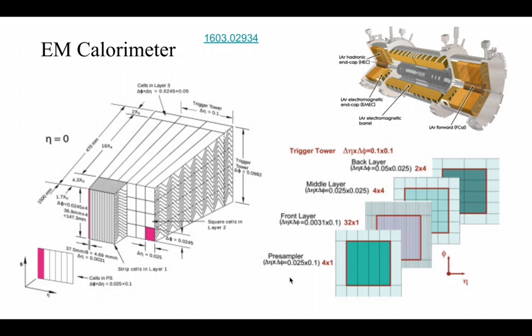The EM calorimeter is composed of the pre-sampler, front layer, middle layer, and back layer. Each layer has a different granularity in eta phi. Combining all the information, we are able to efficiently reconstruct different types of hadronic showers and separate them from the EM photon. Through the combination of information from different detectors, we are able to resolve a single photon from two photons and eventually categorize the different types of incoming particles.